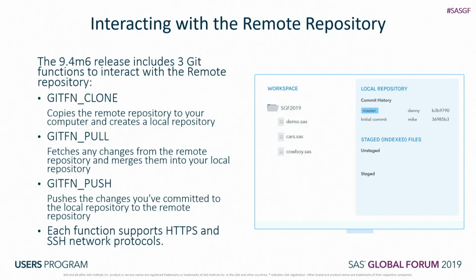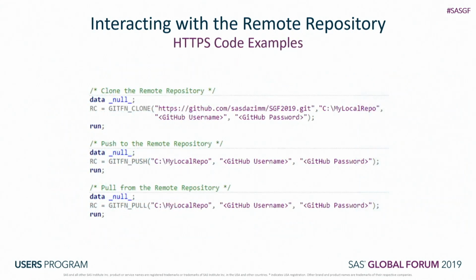Each of these functions supports the HTTPS and SSH networking protocols. So let's go ahead and take a look at some examples. The first set of examples deals with HTTPS. These are data step functions, so you have to have your data step. The first function is clone. You have to pass in the remote repository path or URL, the location on your computer where you want to store your local repository, and then your username and password, your credentials to access the remote repository.